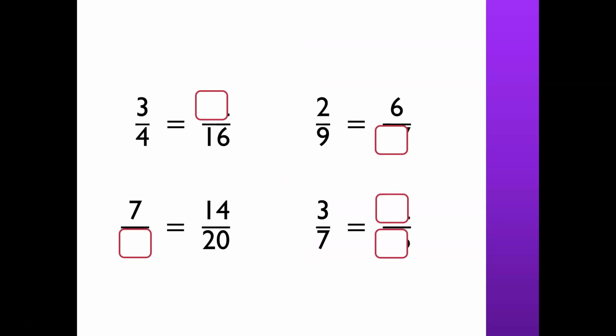Here are 4 examples of equivalent fractions. Can you use the method of multiplying or dividing the numerator and the denominator to find the missing digits? Pause the video and give this a go.